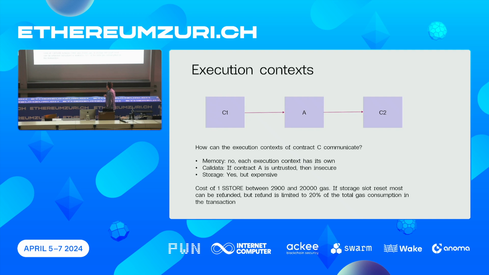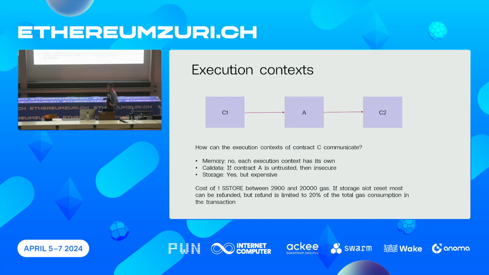And finally, we can use storage. So basically, C1 writes to its own storage, and C2 reads from its own storage, and since they're the same contract, they share it, and they can message this way. This is what happened until Cancun, but it's expensive. So the cost of one SSTORE is between 2,900 gas and 20,000 gas, depending on whether the slot is warm or if it's been written to already.